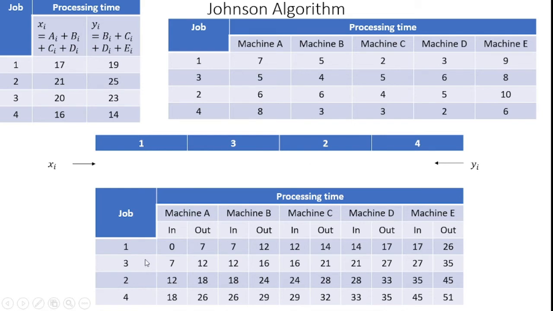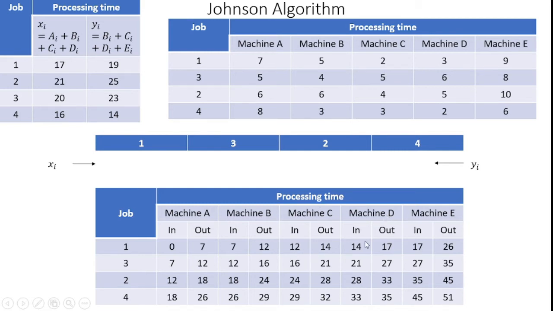After that, as usual, the machine A, initially the input is 0 time. After that, I can add the processing time of job 1 with the machine A, which is 7. 0 plus 7 is equal to 7. After completing the job 1 with the machine A, the job 1 enters into the machine B with the initial processing time of 7. After that, in machine B, the job 1 processing time is 5, so that 7 plus 5 is 12. After that, the job enters into the machine C with the initial processing time 12. After that, it consumes 2 hours in machine C, so that 12 plus 2 is equal to 14.